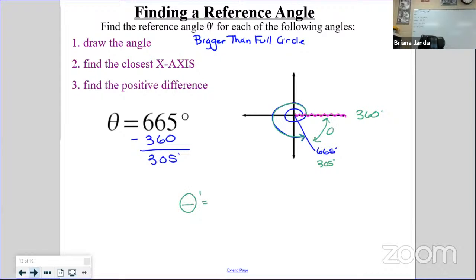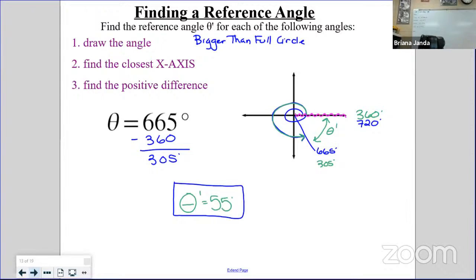Our theta prime, our reference angle, would be 55 degrees. If you considered it 665, you would think, how short am I from completing that second full circle? Well, a second full circle would be 360 times 2, or 720. The difference between those two numbers is the same as the difference between 360 and 305. Either way, you're going to get a reference angle of 55 degrees, closest x-axis. Questions?